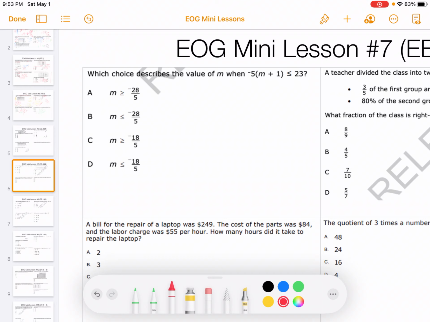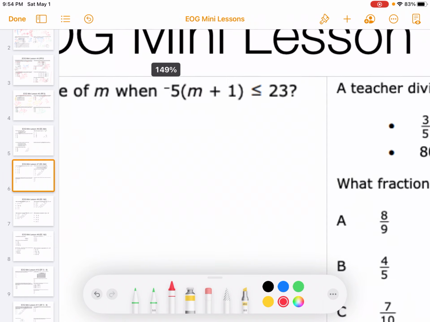Right, EOG Mini Lesson number 7. Which choice describes the value of m when negative 5m plus 1 is less than or equal to 23?